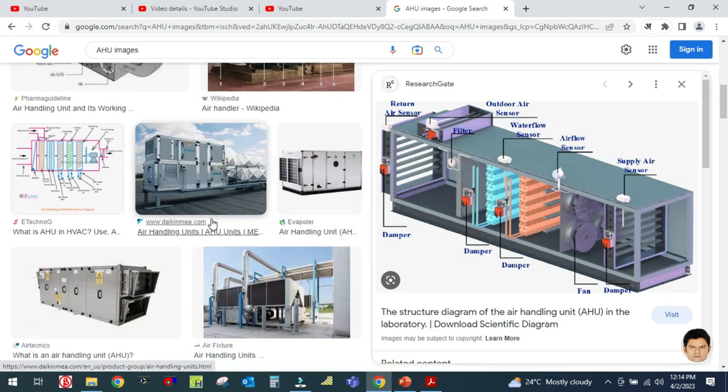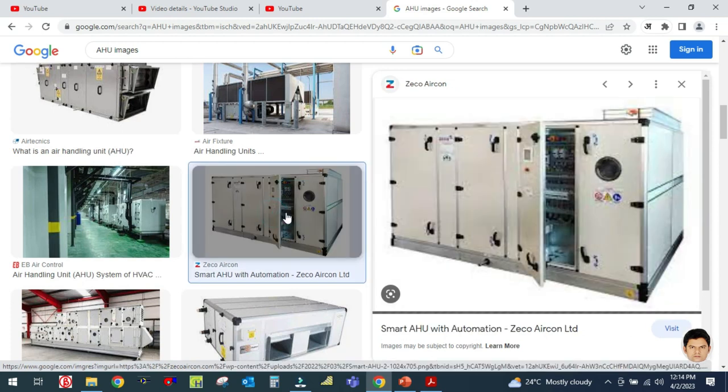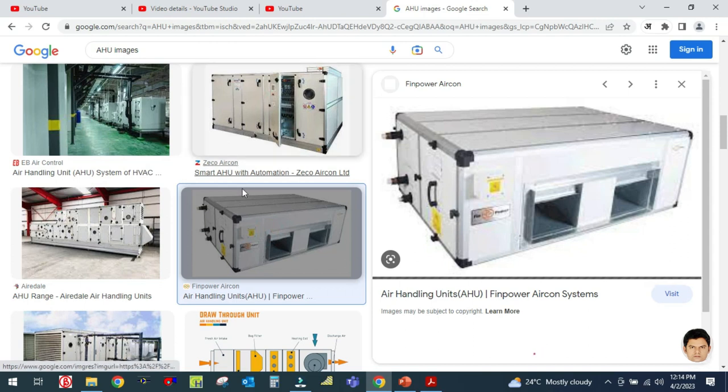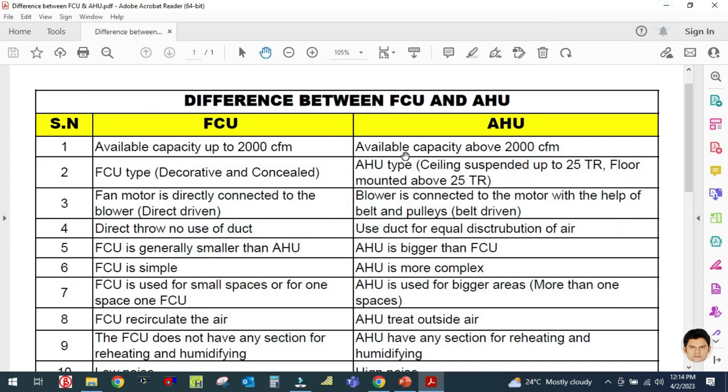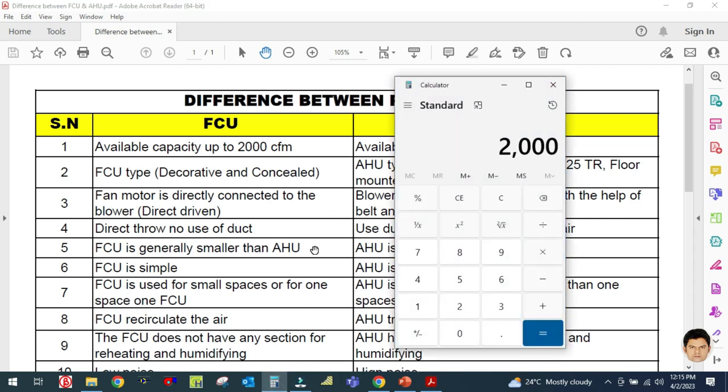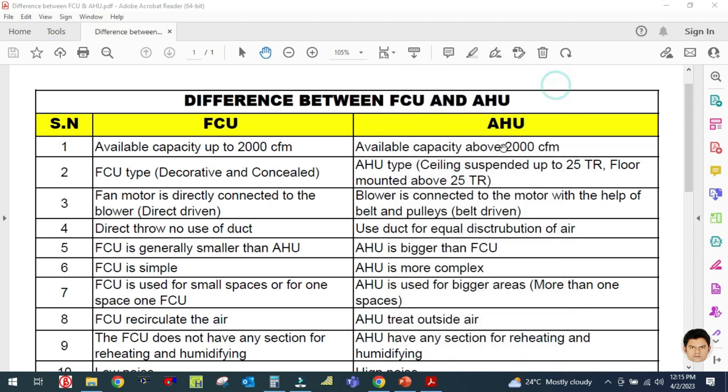Okay, I will show you another image. This is the AHU, air handling unit, and this is an AHU ceiling suspended type. The maximum available capacity of air handling unit is 20,000 CFM. Here by mistake it is written 2,000 CFM. So 20,000 CFM divided by 400 is nothing but 50 ton. So we'll correct this to 20,000 CFM.